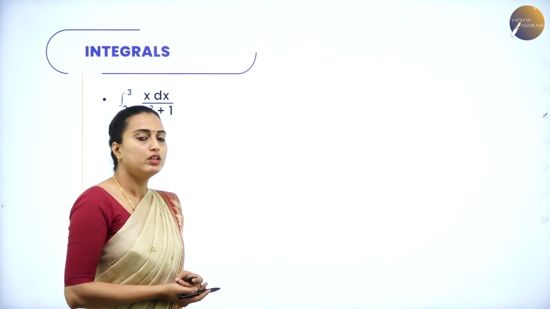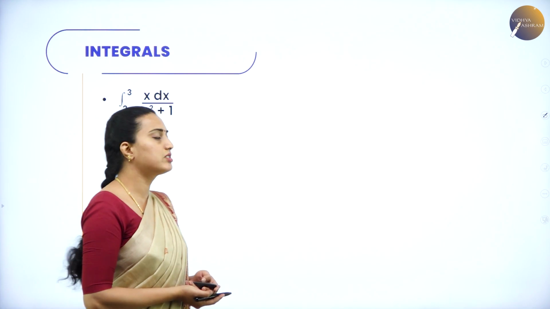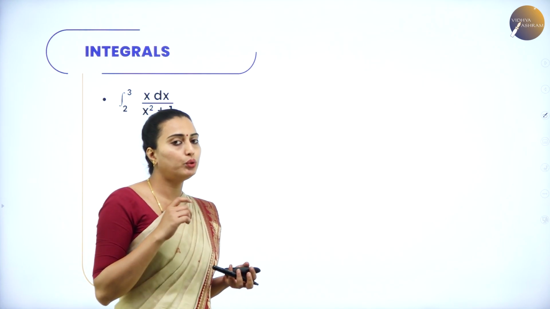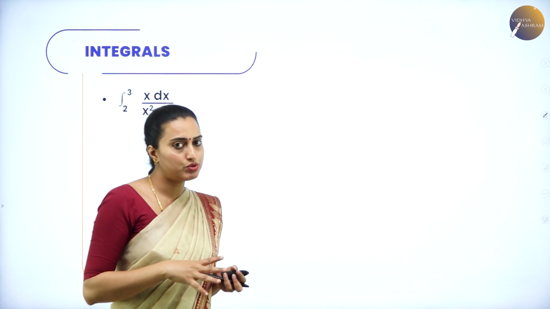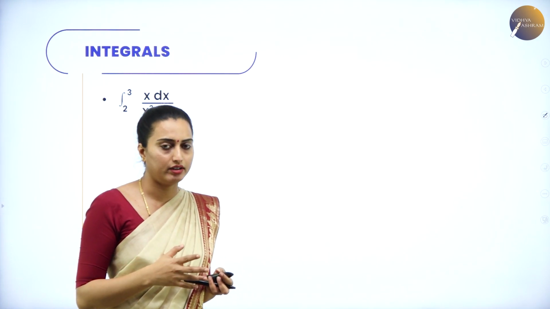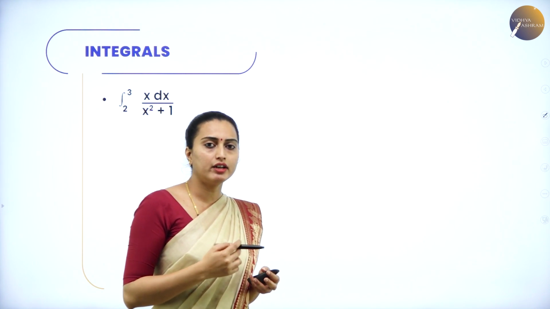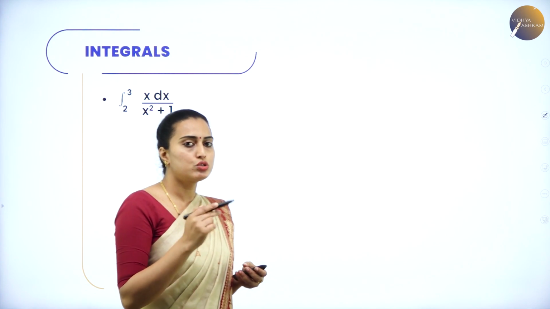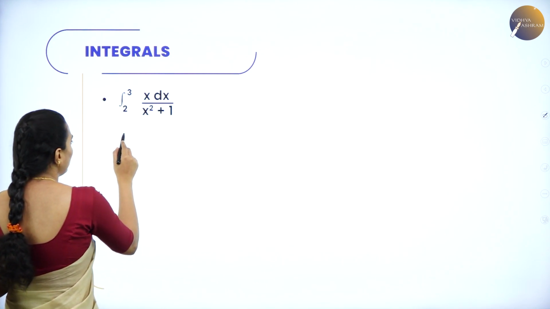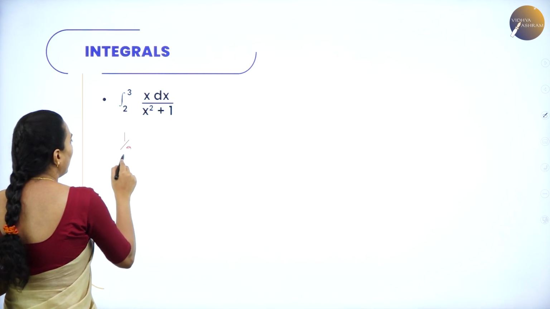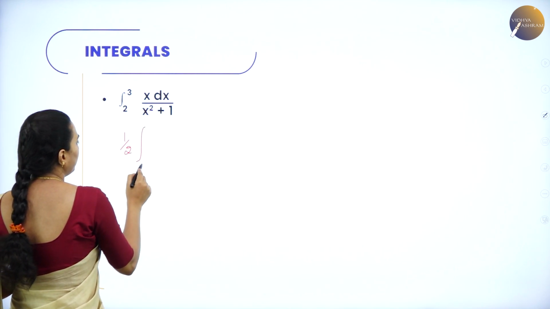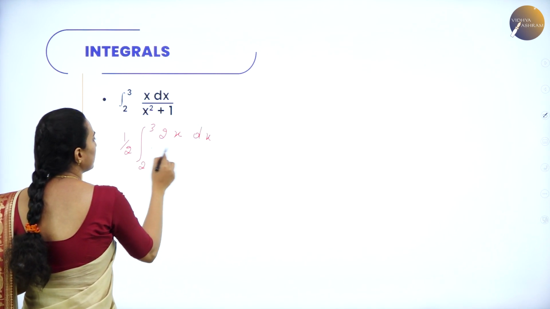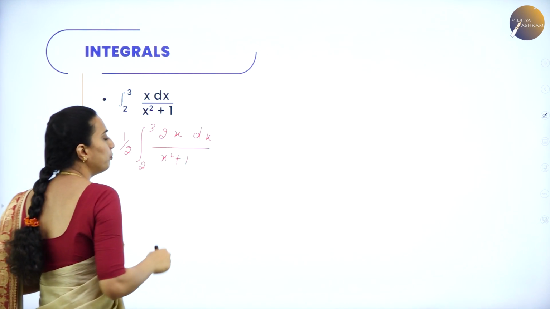What they've asked: the integral from 2 to 3 of x dx divided by x squared plus 1. Now dear students, if you do the denominator substitution, you can get the numerator, but you do not have it directly, because the differentiation of x squared is 2x. So first multiply and divide throughout by 2. You divide by 2 outside, from 2 to 3, and then multiply by 2: 2x dx divided by x squared plus 1. I hope you got this one.